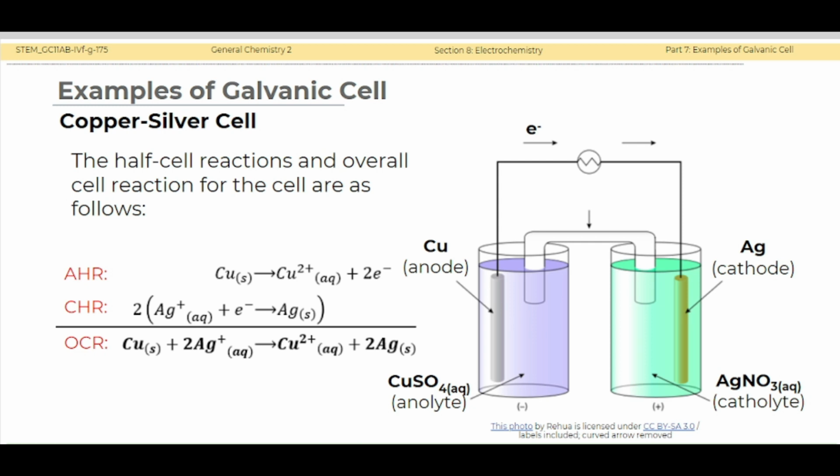Copper loses 2 electrons at the anode and silver ion gains an electron at the cathode. The overall cell reaction is given by copper metal plus 2 silver ion producing copper ion plus 2 silver metal.